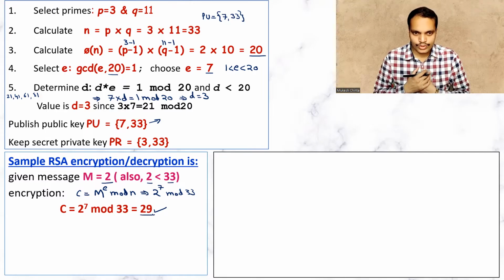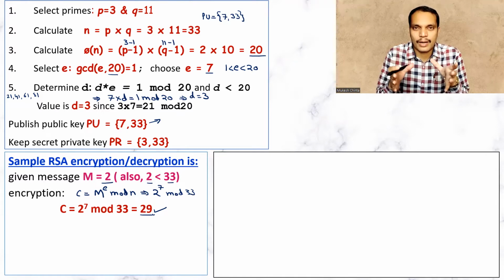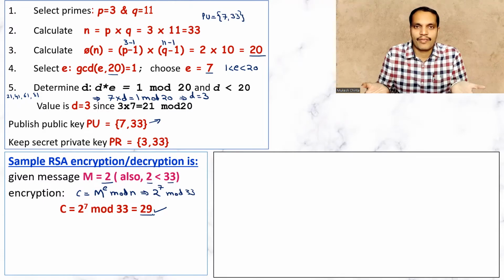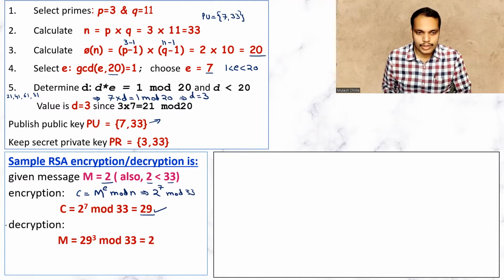So if I am the user, I received a ciphertext as 29. I know that if I received the ciphertext, it has been encrypted using my public key. I have to decrypt it. So which key do I have to use to decrypt it? My private key. So for that purpose, let me go to the decryption part. In the decryption part, how do I do it? M is equal to, tell me, your ciphertext to the exponent of my secret key, mod n.